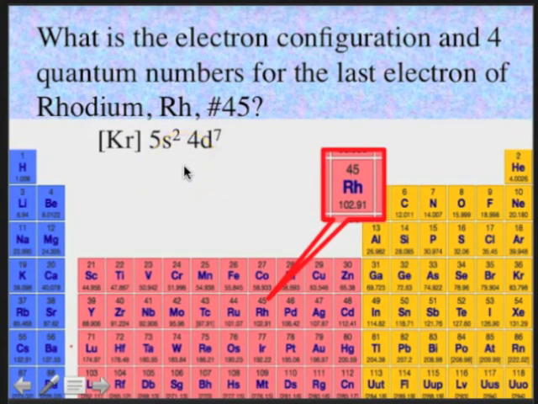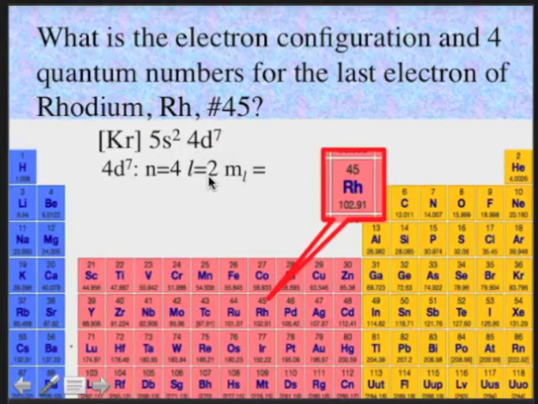Now we're ready to start coming up with the quantum numbers for the last electron. First of all, the last electron is going to be a 4d electron. So n equals 4, and d means that the l quantum number is 2. Remember, s has l equal to 0, p has l equal to 1, d has l equal to 2, f has l equal to 3.